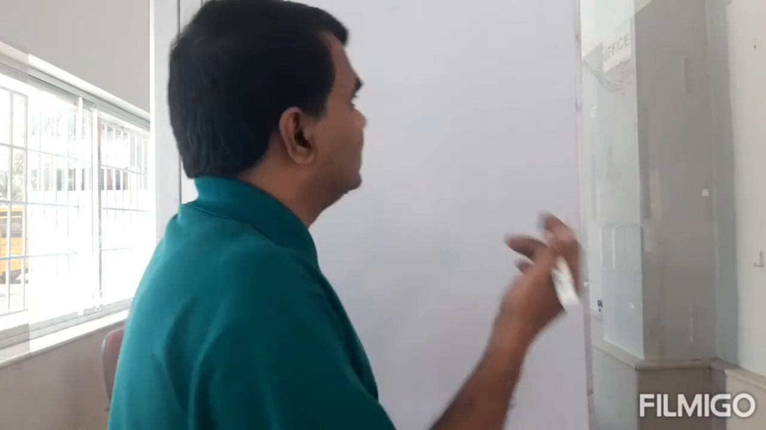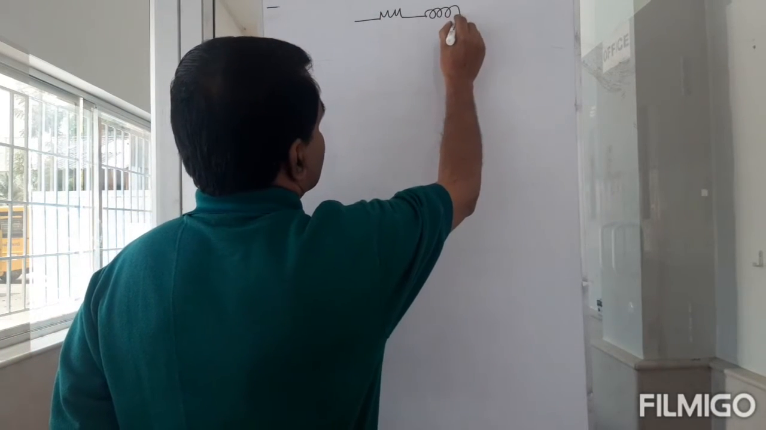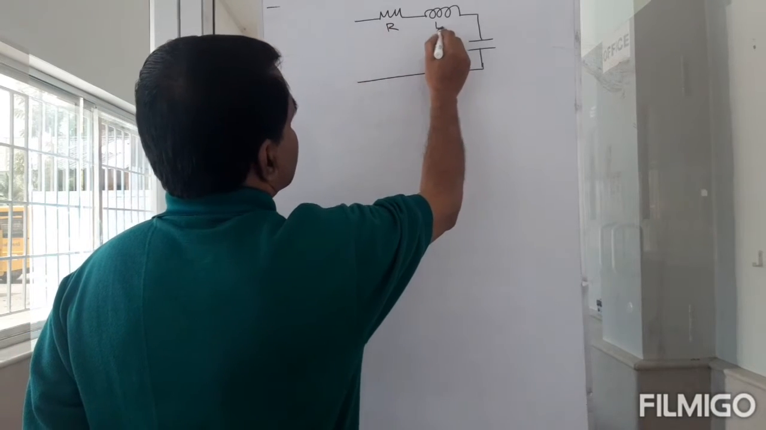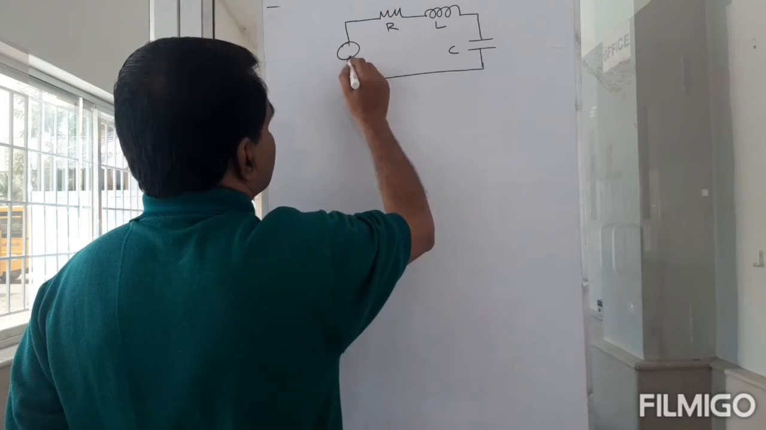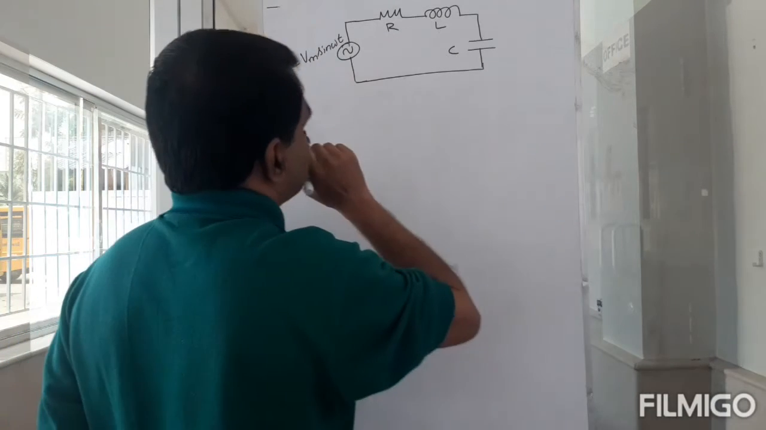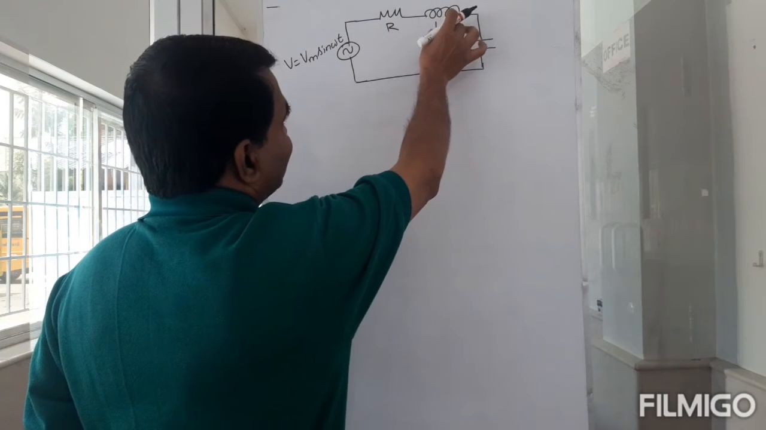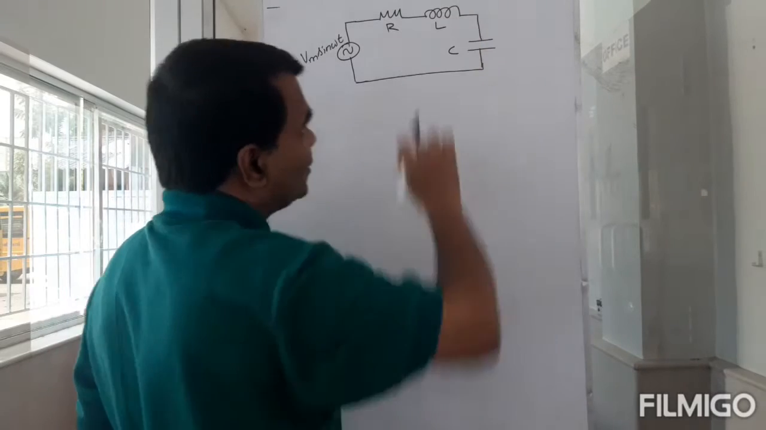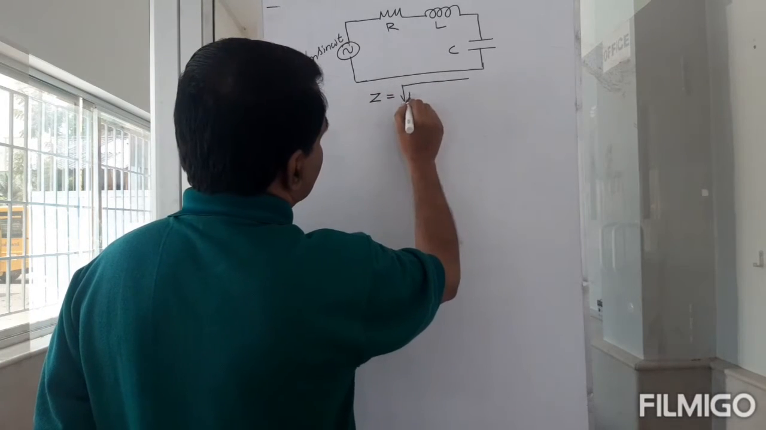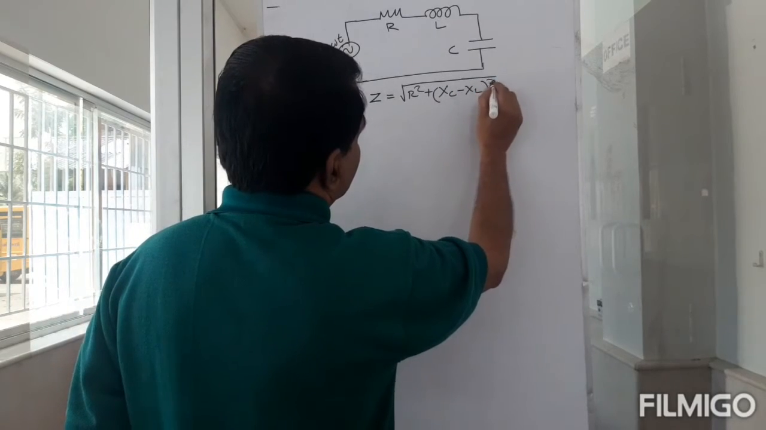Let me draw the LCR circuit here. So I have a resistance and then an inductor and then a capacitor here. And this is R, this is L, this is C, and I have a driving AC source. So it's V is equal to Vm sine omega t. Okay, so you'll have R ohms and then XL ohms and then XC ohms here. So your Z is given by square root of R square plus (XC minus XL) squared.